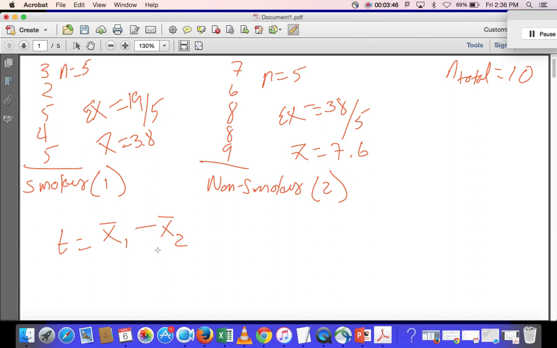So if I do the quick math looking at the difference between my averages, so again, this is going to be the numerator of my T statistic, I'm going to have 3.8 minus 7.6. Now, in our case, 3.8 minus 7.6 is going to give me a value that is negative 3.8, and it's okay if you have negative or positive values here.